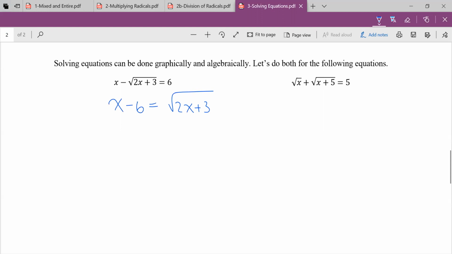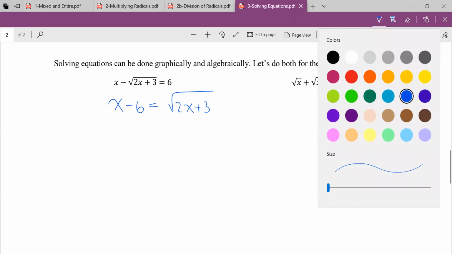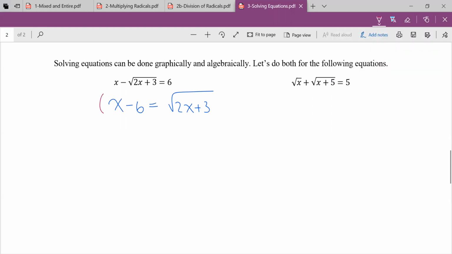So now what I'm going to do is I'm going to square both sides, right? Square both sides. And again, the reason I want to do that is the inverse of square rooting is squaring. Look at what happens on the right-hand side. Just 2x plus 3. On the left-hand side, that's x minus 6 times x minus 6. So that's x squared minus 12x plus 36.